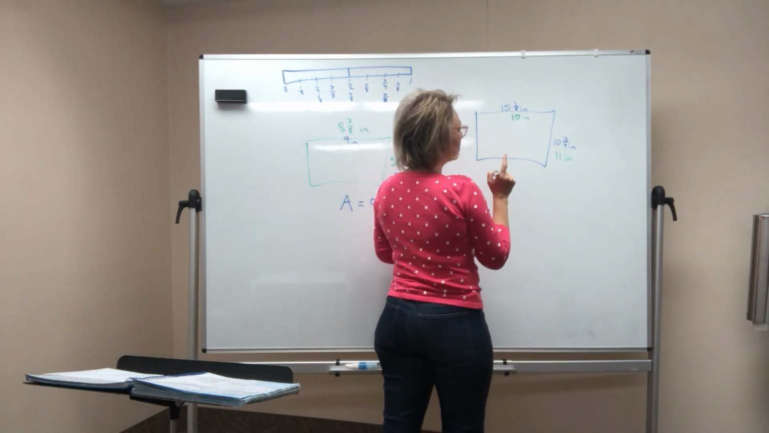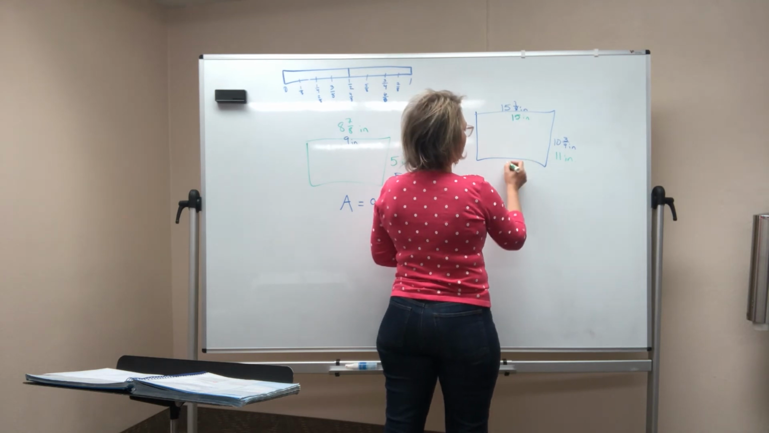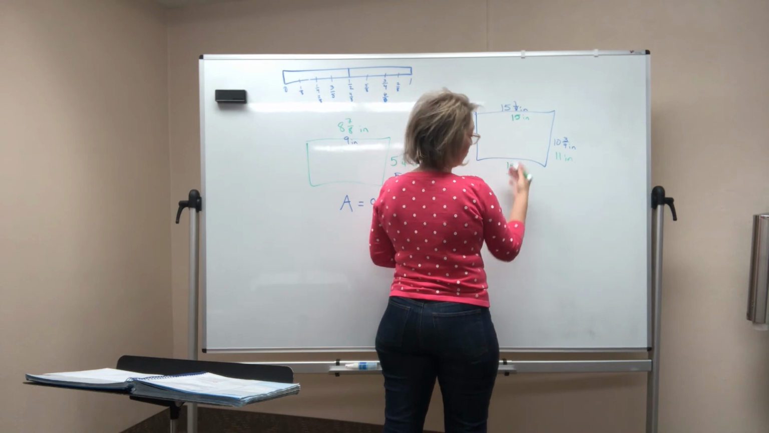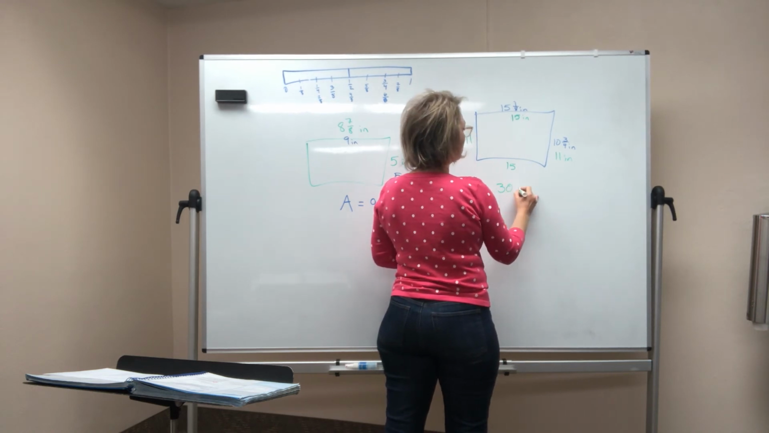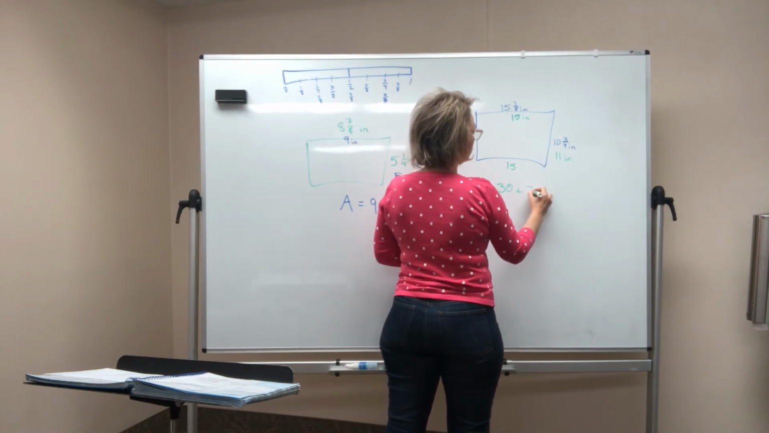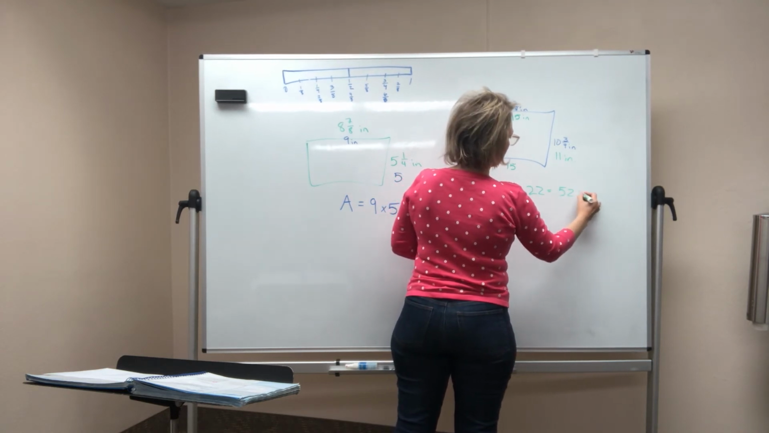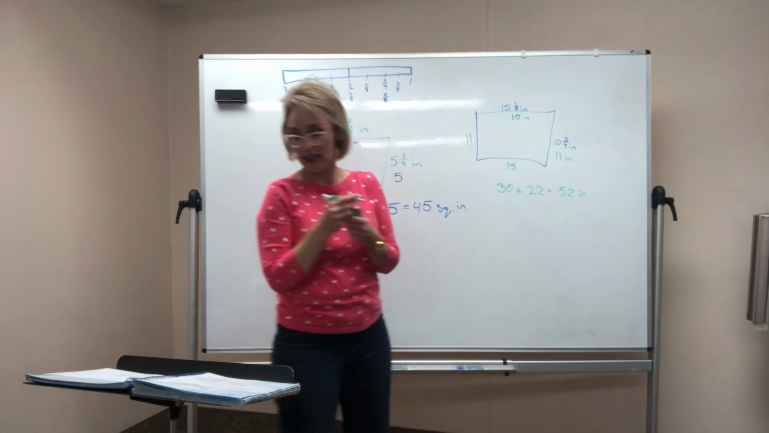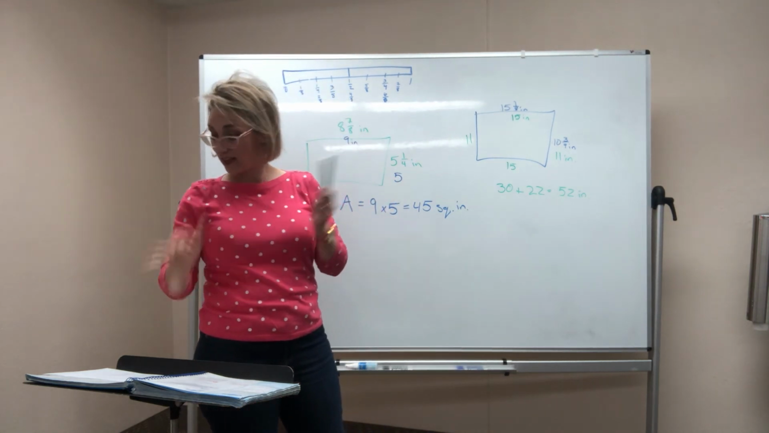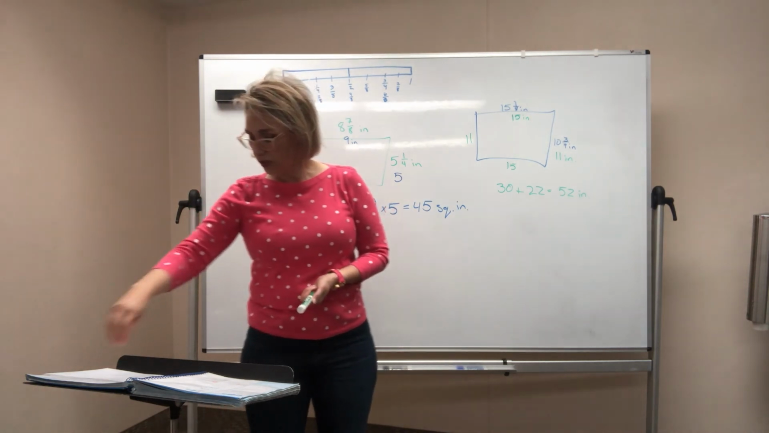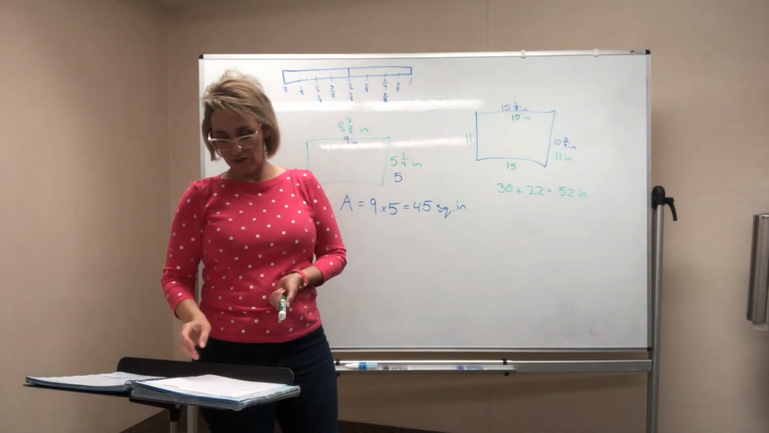So to get my perimeter, I'm going to have 15 and 15, 11 and 11. So I can go 15 times 2, which is 30, plus 11 times 2, which is 22, equals 52 inches. And that's not square because that's not area. This is length. And yay, we got it right, 52 inches. Okay? So most of your assignment is just rounding fractions.